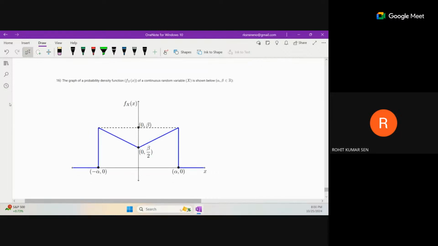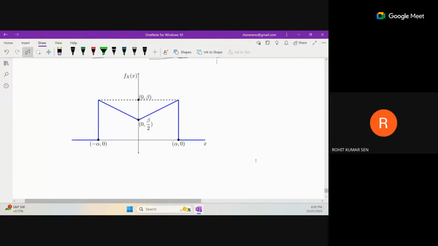Okay, so this is my question. We need to find basically some relation between alpha and beta. Okay, so what is this? This is a graph of a PDF, the PDF of a continuous random variable x, between alpha and beta. Okay. So again, we need to find a relation between alpha and beta.